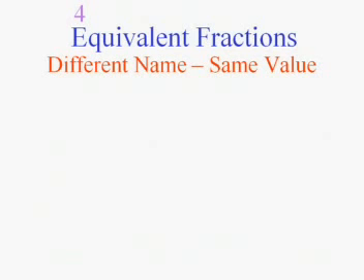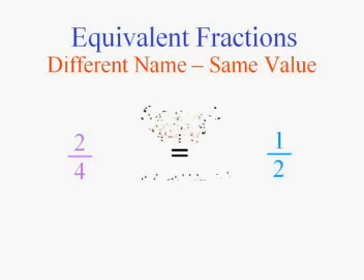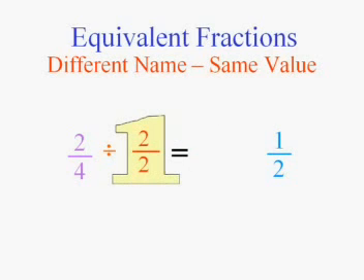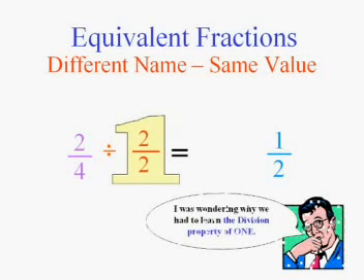Remember about equivalent fractions. 2/4 and 1/2 were, quote, equivalent. They had the same value. They were at the same place on the number line, but they had a different name. What we did there was divide by 1 in the form 2/2. That's why we learned the division property of 1.